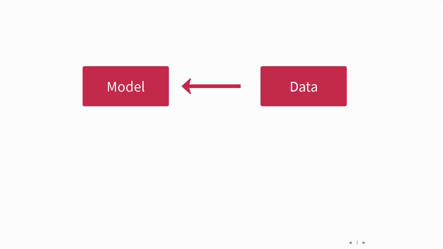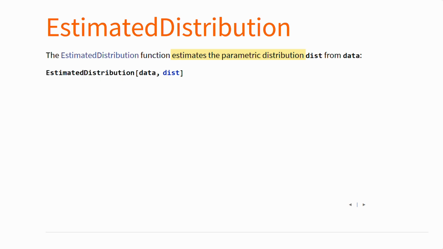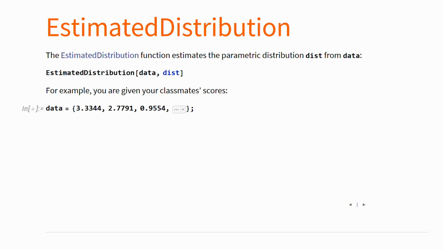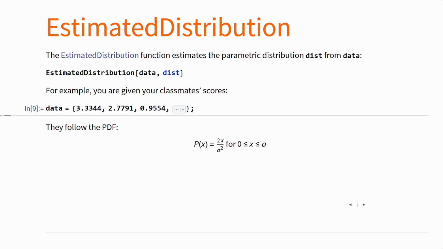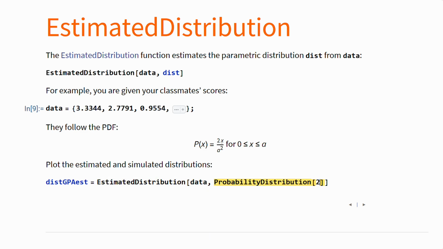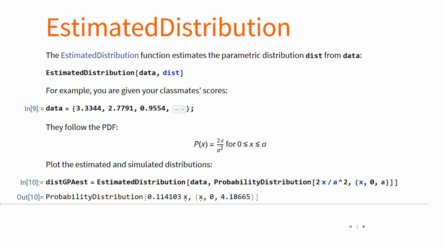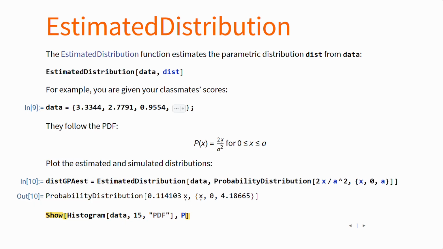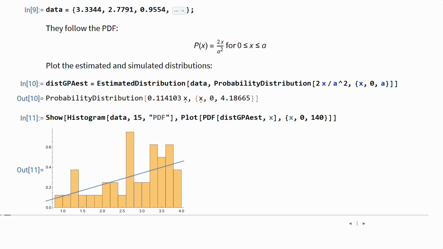Now, what about modeling the distribution from data? The EstimatedDistribution function estimates the parametric distribution from data. In other words, it can estimate a complete PDF from a PDF with unknowns in it. For example, let's say you have all your classmates' GPA scores in this list, and you know GPA distributions usually follow a PDF 2x divided by a squared. Estimate with the data and the incomplete PDF, and you get the estimated distribution. Compare the histogram of data to the estimated distribution, and you see a similar trend.